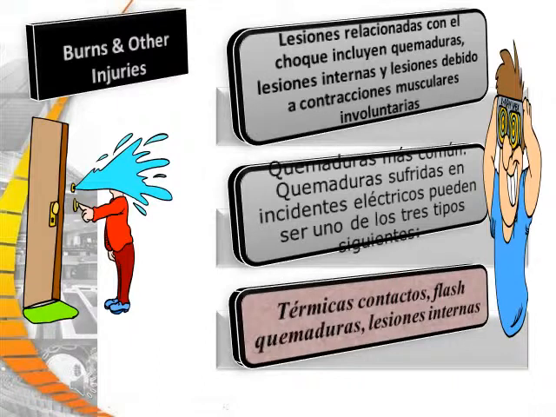Shock-related injuries include burns, internal injuries, and injuries due to involuntary muscle contractions. Burns are usually the most common. Burns suffered in electrical incidents are one of three types: thermal contact, flash burns, and internal injuries.